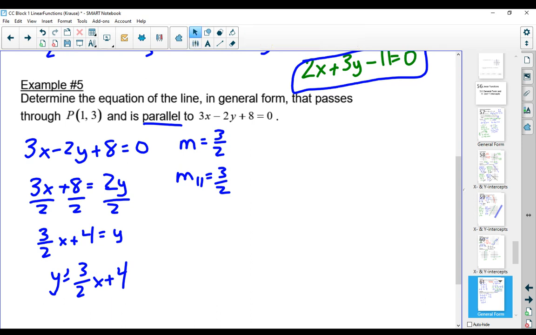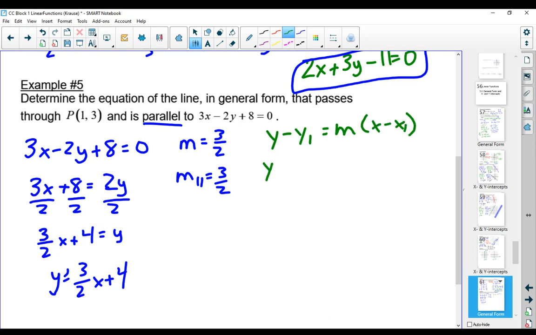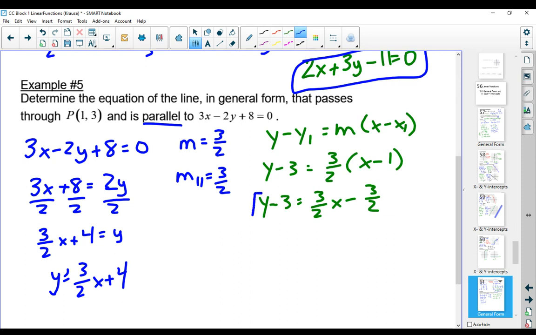This time I'm going to solve using the point slope form. I'm going to use y minus y1 equals m times x minus x1. So y minus 3 equals the slope of 3 over 2 times x minus 1. Multiplying everything through, I'm going to have 3 over 2x minus 3 over 2. I need to get rid of my fractions. So I'm going to multiply everything by 2.